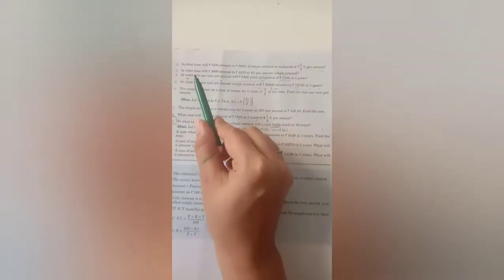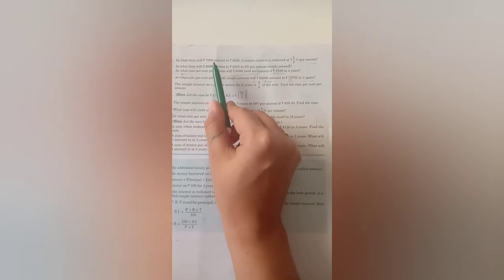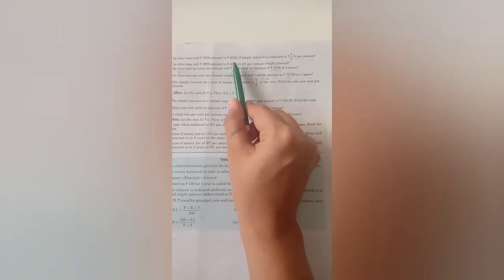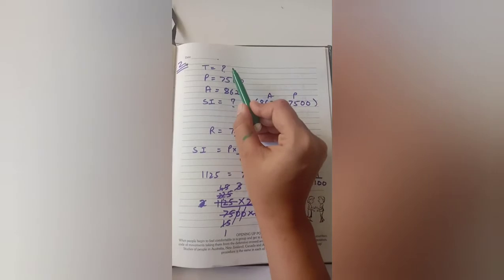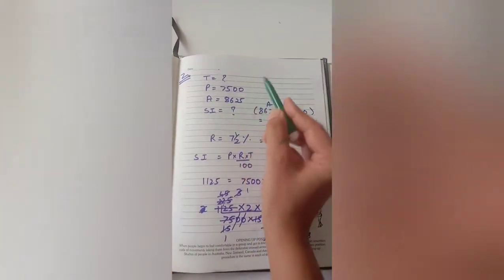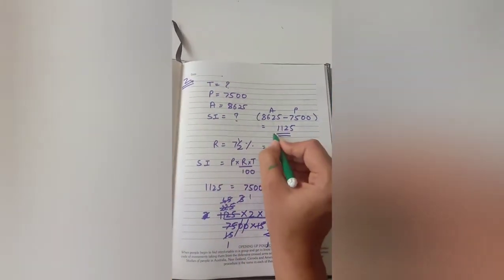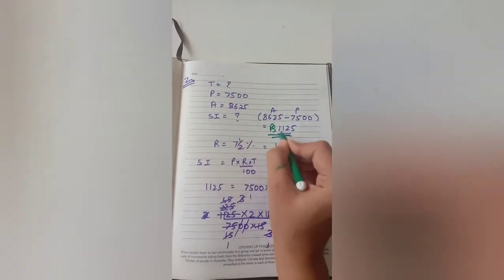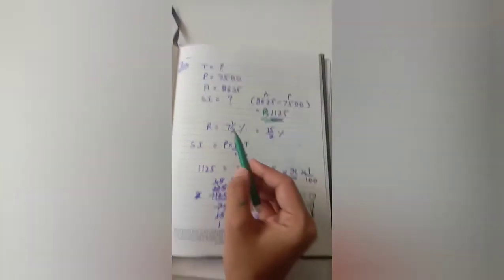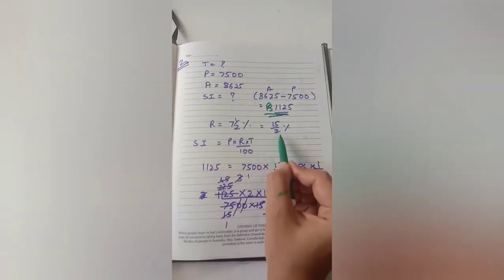Now we go to the second word problem. It reads: in what time will 7,500 amount to 8,625, if the simple interest is reckoned at 7.5%? So here the details given are: time period is not mentioned, principal is given, amount is given. Since amount and principal are given, we find out the simple interest, which is rupees 1,125, amount minus principal. Rate is 7.5, which is 15 upon 2%.